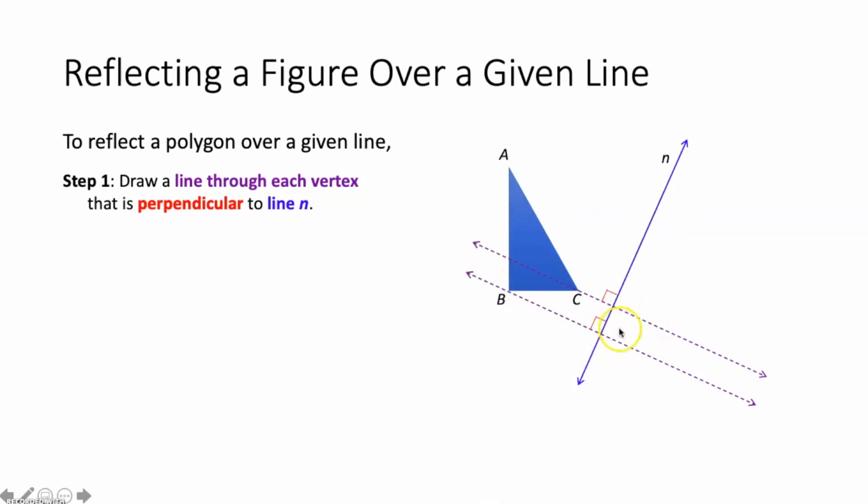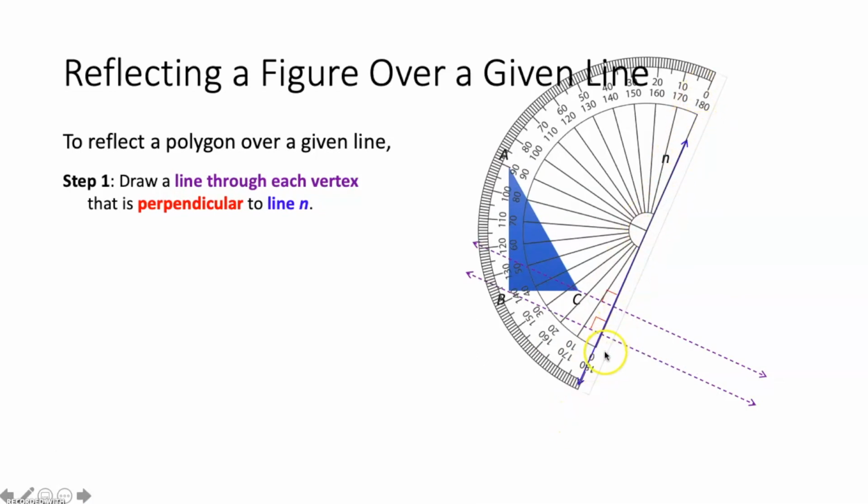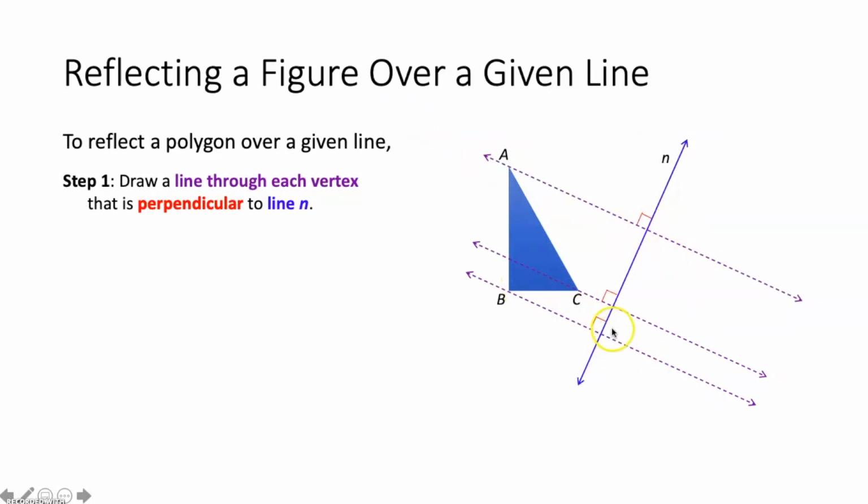Now I have a line that is perpendicular to my line of reflection and goes through my vertex. Same thing with point A. Line up the bottom of my protractor with the line of reflection, make sure my 90-degree line goes through my vertex at point A, and I create a line that traces that 90-degree line and continues it on the other side. So I now have all 3 lines that are perpendicular to our line of reflection and go through each of our vertices. Sweet, we just completed the hardest step.